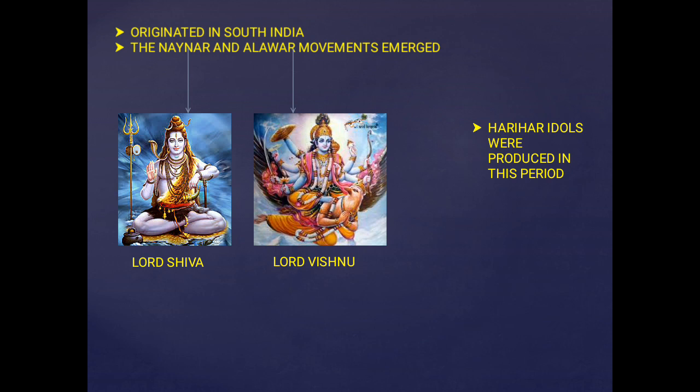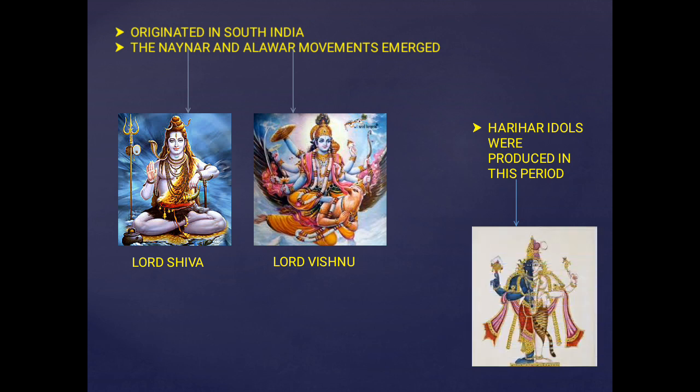Harihar idols which depict half Vishnu and half Shiva were produced in this period on a large scale. This is a picture of a Harihar idol. You can see half Vishnu and half Shiva is depicted. People belonging to all social strata had participated in these Bhakti movements.